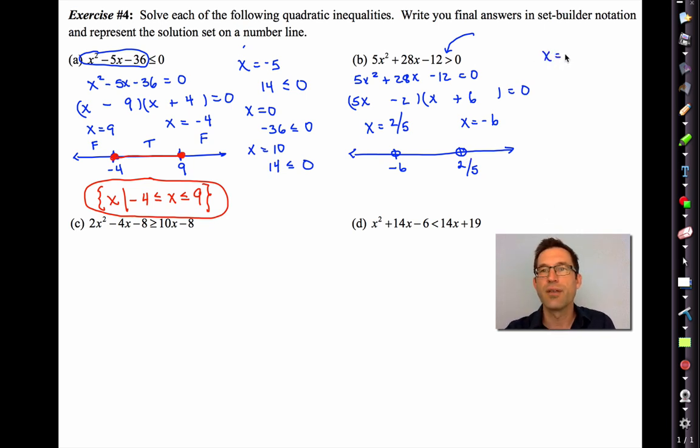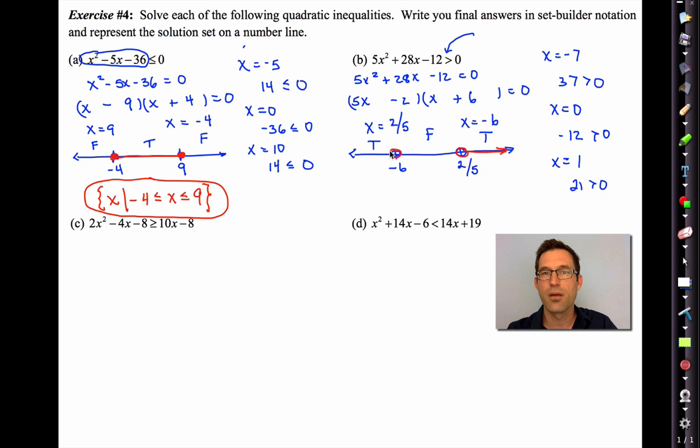So for instance, if I tested x equals negative 7, if I threw it in all of that, I'd have 37 is greater than 0. And that would be true, right? Then maybe I would test, I love testing x equals 0 when I can. That would give me negative 12 is greater than 0, and that's false. And then maybe I'd take x equals positive 1, right? That's bigger than 2/5. And I'd throw it in all of that, and I'd get 21 is greater than 0, and that's true.